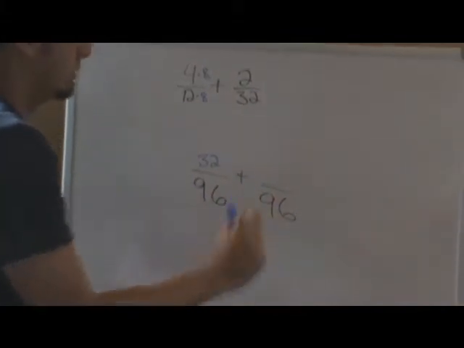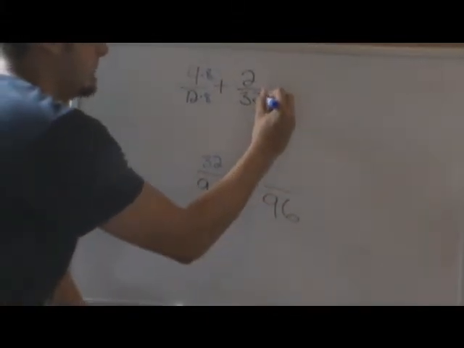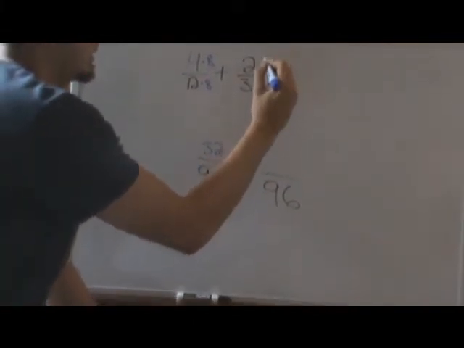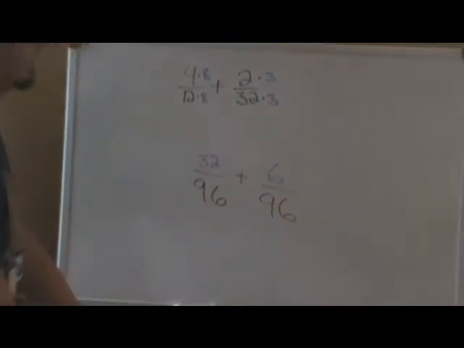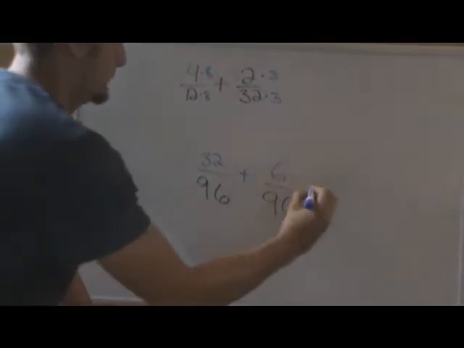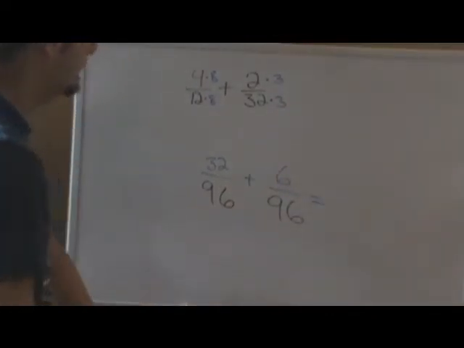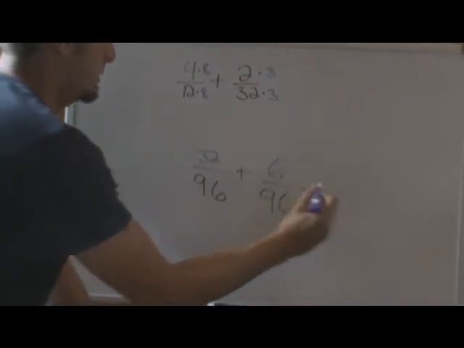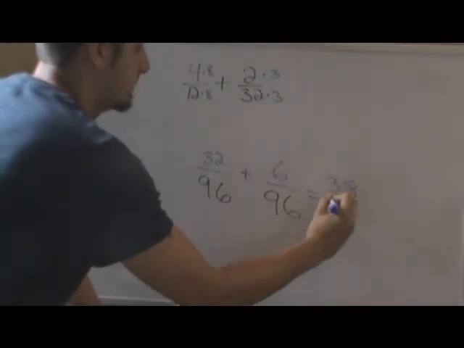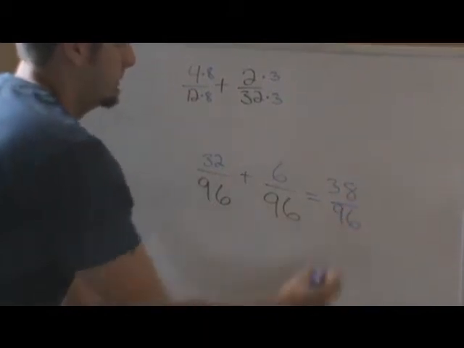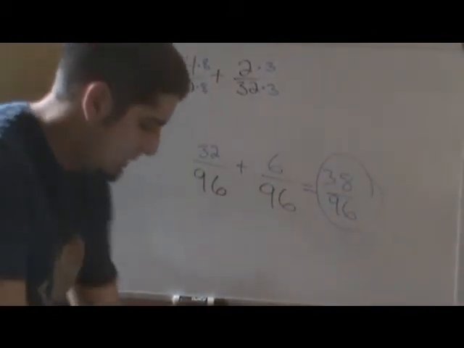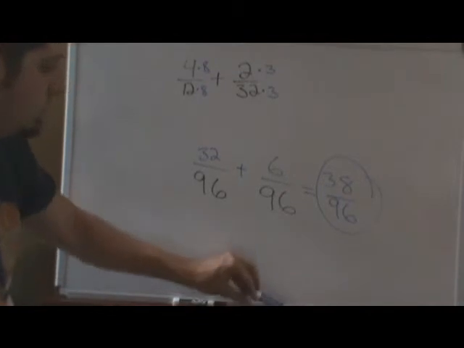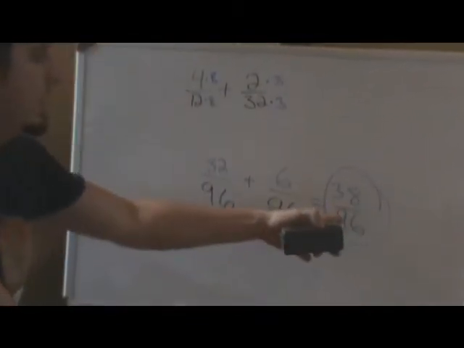So, how many times does 32 go into 96? It goes into it 3 times. I know 32 times 3 is 96. So I'm also going to do 2 times 3 and get 6 as my new numerator. Okay. At this point, you take the numerators, add them together, keep the denominator the same. You can reduce. You don't have to. Some teachers may require it, so you're definitely going to want to know how to do it, but that is an acceptable answer.